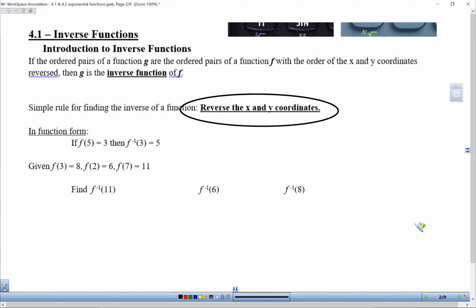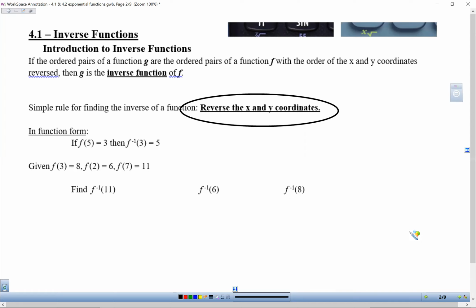Okay? So we're going to look at inverse functions when they give you points. We're going to look at inverse functions when they give you a graph. We're going to look at inverse functions when they give you an equation. Almost all of them, you're going to just simply reverse the x and y coordinates. Okay? So let's take a look at points first.